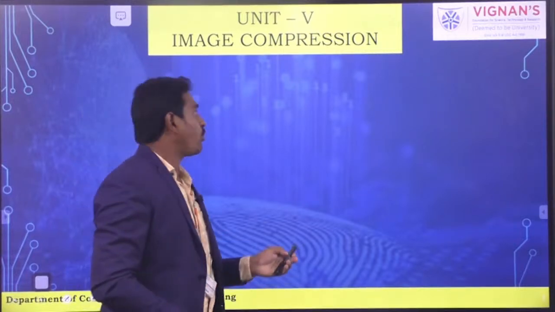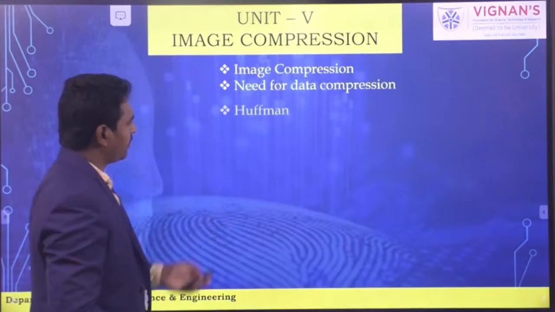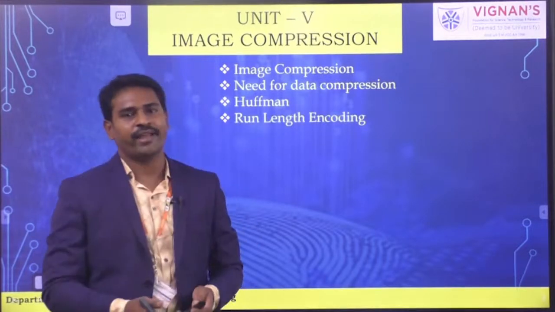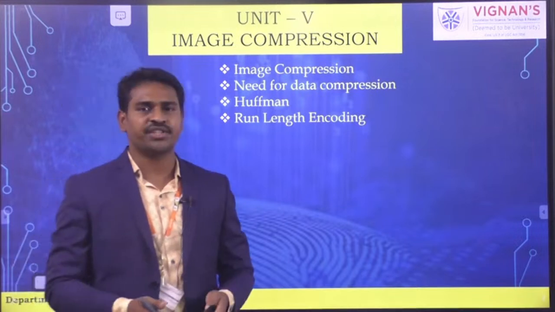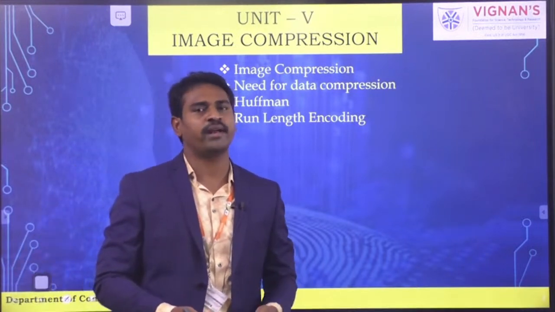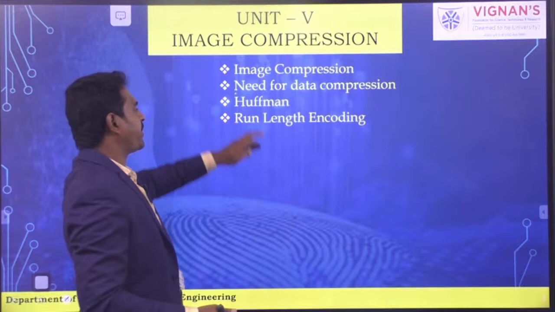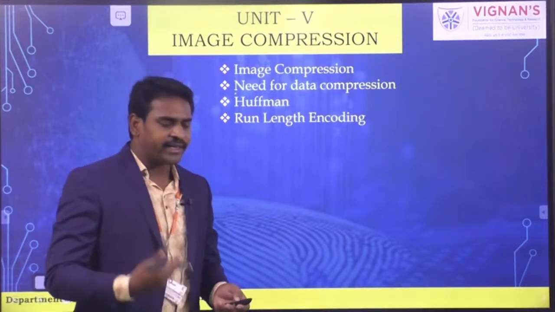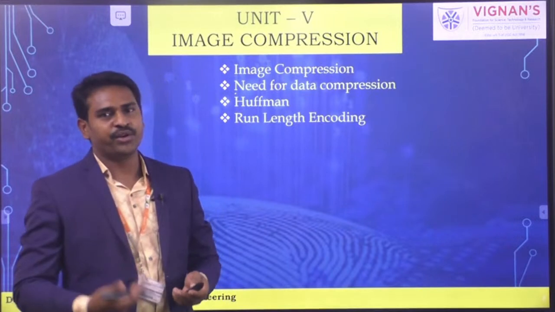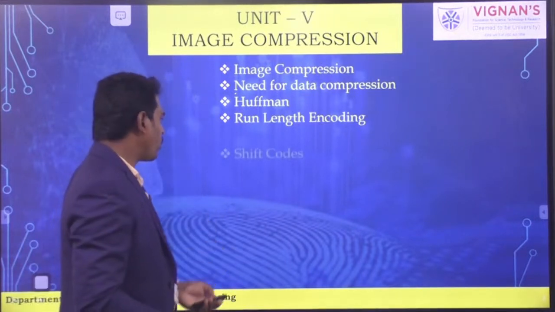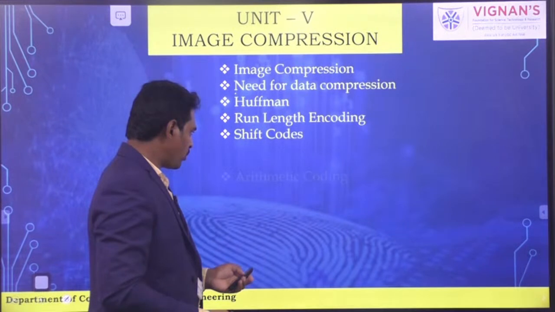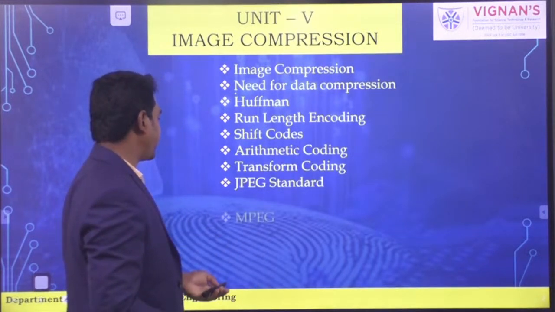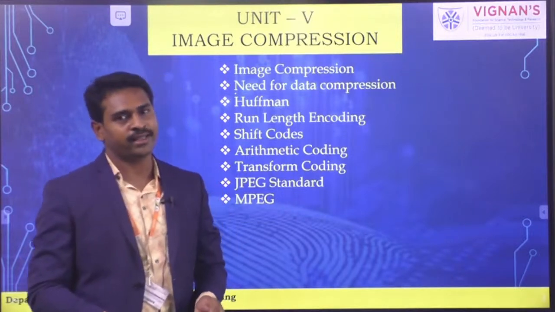So unit number 5 mainly discusses image compression. What are the topics we are going to study under image compression? First, we are going to learn the fundamentals of image compression. So what is image compression? And next we are going to learn what is the need of data compression. And then we are going to study different types of data redundancy reducing techniques: Huffman coding, run length encoding, shift codes, arithmetic coding, and well-known standards, JPEG standard and MPEG. So these are the topics we are going to learn in this class.